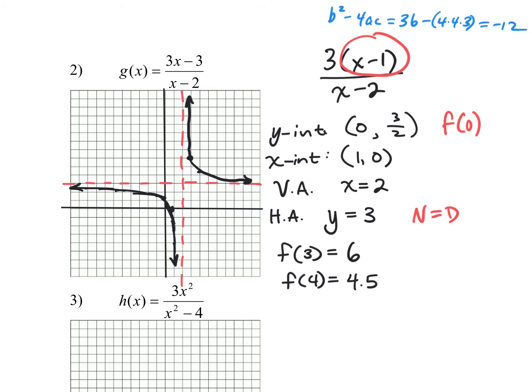I included a couple extra points just to ensure that my graph is properly sketched. I included f of 3 and f of 4. I had 2 points to the left of the vertical asymptote already with my x and y intercepts, so I included 2 to the right-hand side of my vertical asymptote.